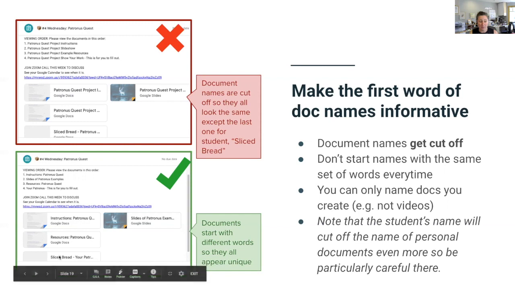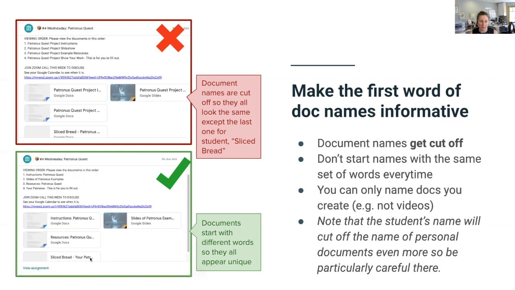Also keep in mind that when it's a document that Classroom makes for each student, that they fill in, it's going to put their name first, and that's going to cause this to be even more cut off. So you just need to be really mindful of that. Some students may not see it at all if they have a really long name.